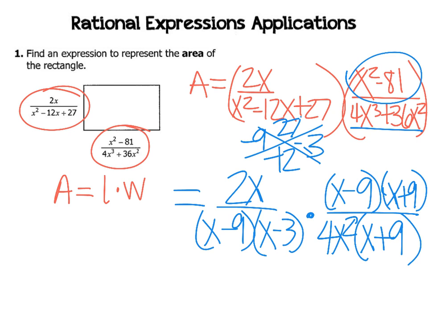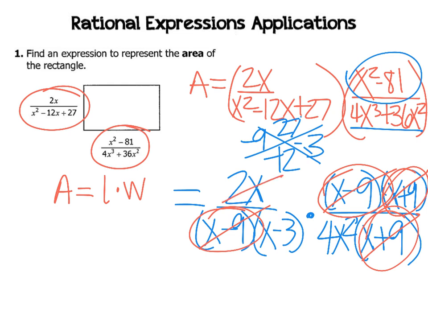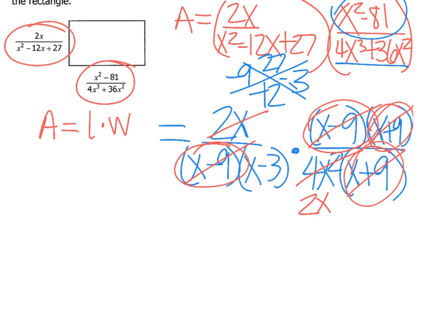Then we want to cancel out what we can cancel out, simplify, right? If we've got common binomial factors like x plus 9, they can cancel out. We've got another x minus 9, those will cancel out. We've got 2x and 4x squared, so we can simplify this. The 2x will cancel out, and over here we'll be left with just 2x. Then we want to rewrite what's left.